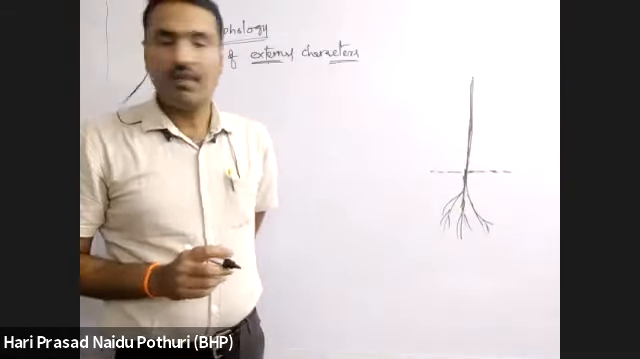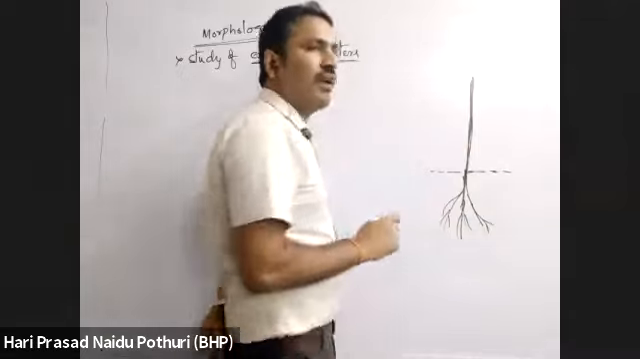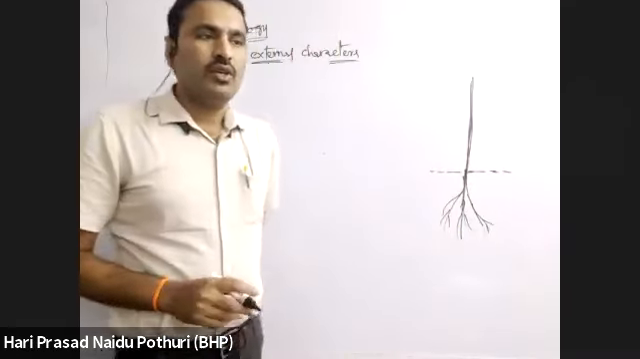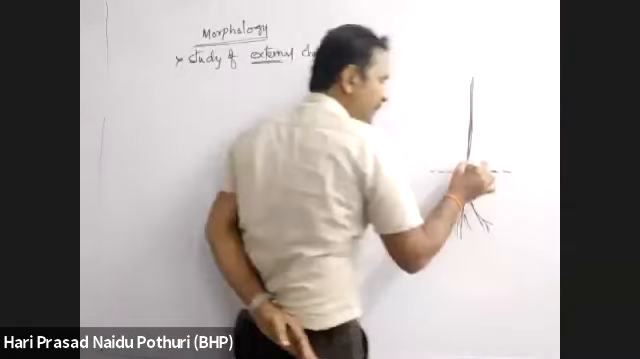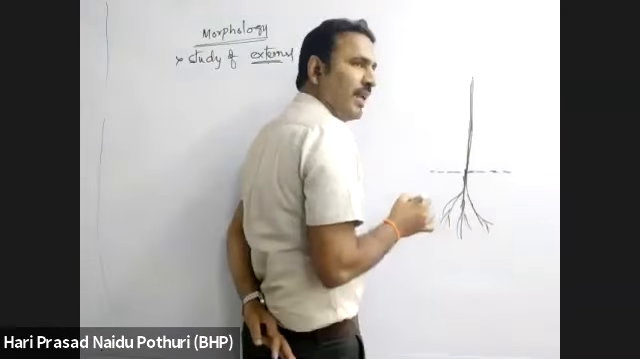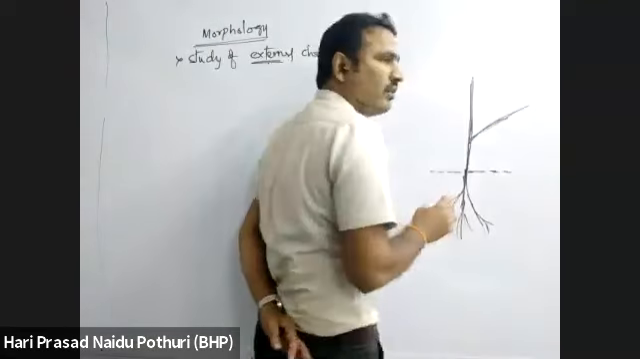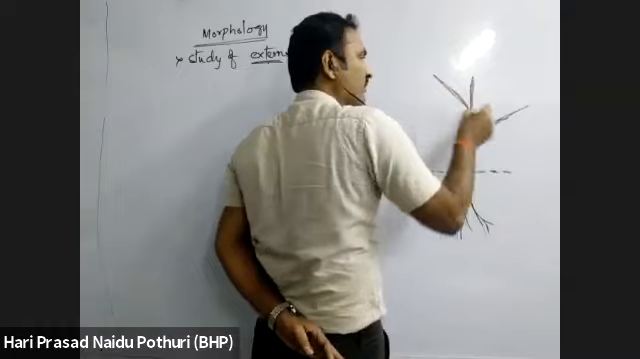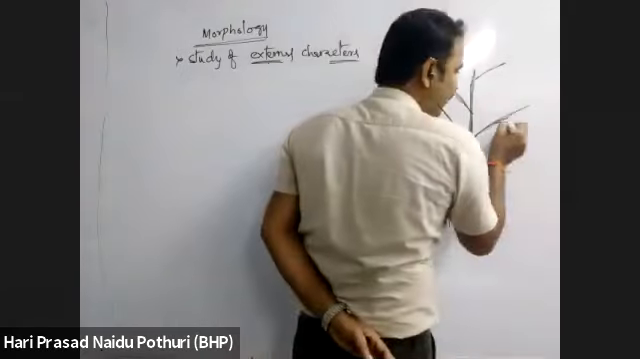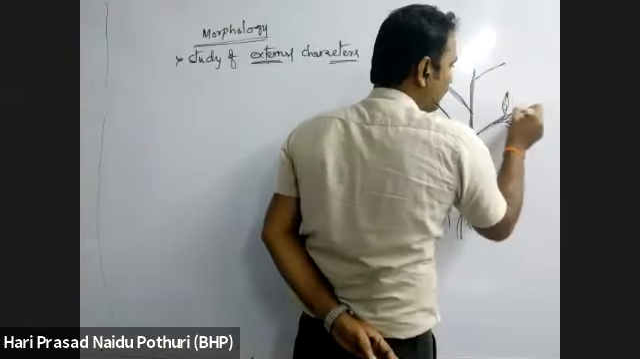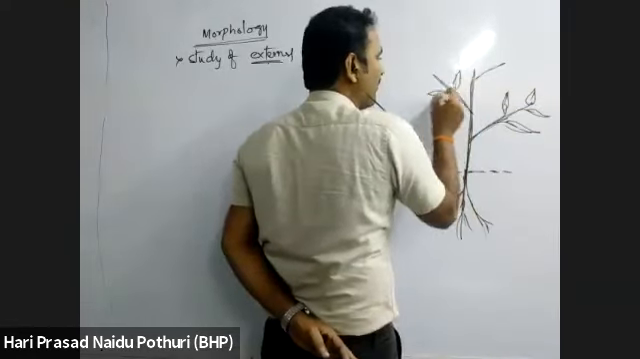Root system. Above the soil, which parts can you find in a plant? We can find the shoot. The shoot has all parts like the stem, the main stem, and that stem has branches. Yes or no? Branches are present. That stem and branches have parts like leaves. Yes or no? Branches have leaves. So leaves are also a part of the shoot system.